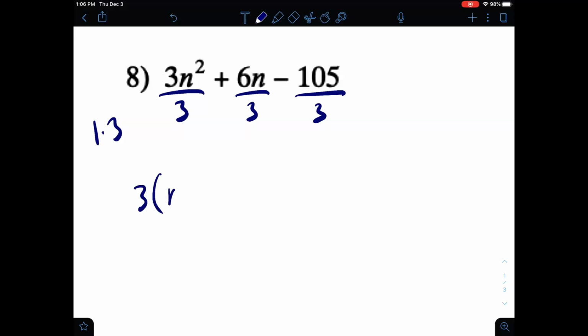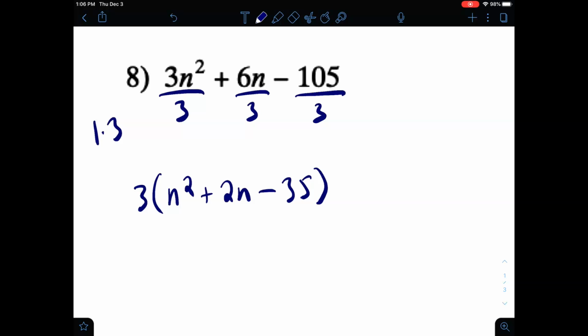So we're going to pull out a 3 in front, then we're going to have n squared plus 2n, dividing everything by 3, minus 35. Okay. So now inside the parentheses, we got our GCF. How many terms do we have there?